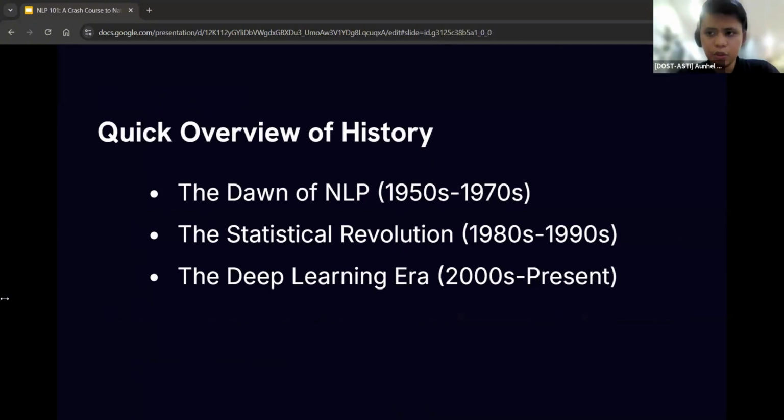Okay, so we'll just do a quick history lesson. So it's divided into three parts. So we have the dawn of it from the 1950s to the 1970s. So NLP is not actually a new technology. It's been around for quite some time, ever since the 1950s. And then the next, what we call the statistical revolution in the 1980s to the 1990s, and then the current era, the 2000s to the present, which is what we call the learning era.